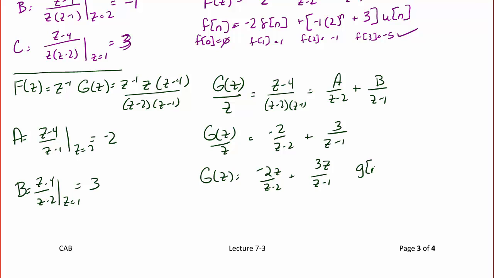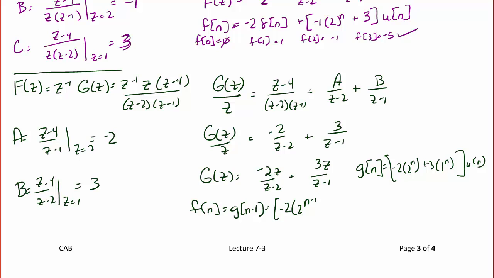So then when we go to the z transform table, we get that g of n is equal to negative 2 times 2 to the n plus 3 times 1 to the n, u of n, and f of n equals g of n delayed by 1. So f of n is equal to negative 2 times 2 to the n minus 1 plus 3 times 1 to the n minus 1, that entire quantity, times u of n minus 1.